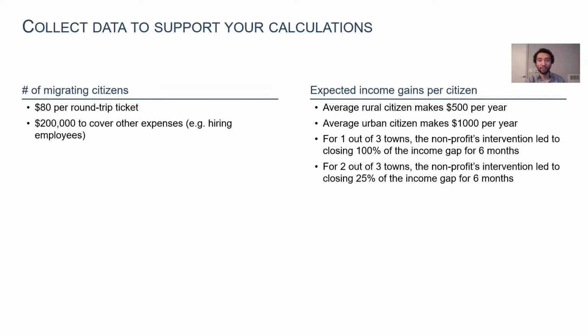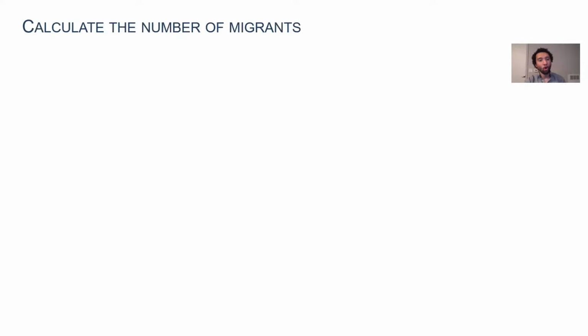Now, let's pause. That's a lot of information. It's easy to get overwhelmed, so let's continue to use our framework where we have split this into 2 separate problems, one for the number of migrants and one for the expected income gains. We'll begin with the number of migrants. Again, I recommend laying out your formulas first to organize your thoughts.